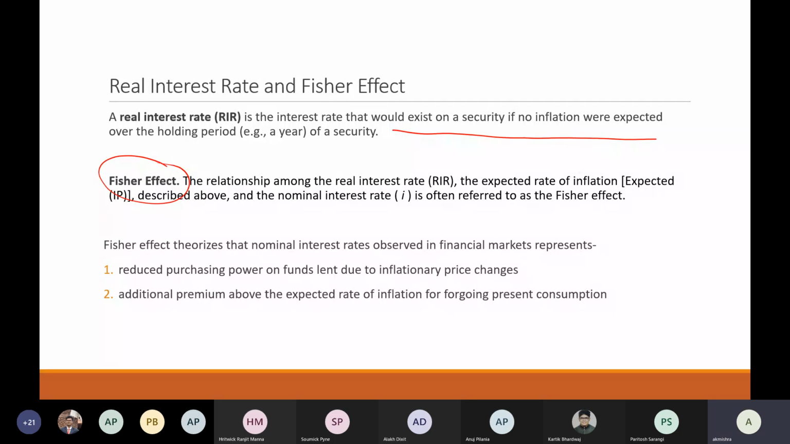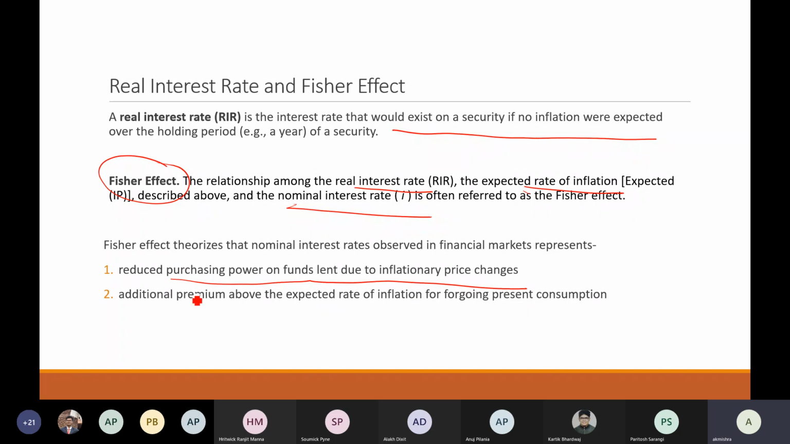Fisher effect basically relates real interest rate, inflation, and nominal interest rate. So what assumption was made when Fisher gave this explanation? First is reduced purchasing power on funds lent due to the inflationary price change. It is very clear: whenever the price of a particular basket of goods goes up, you will find a reduction in purchasing power, and that is one thing Fisher has observed.